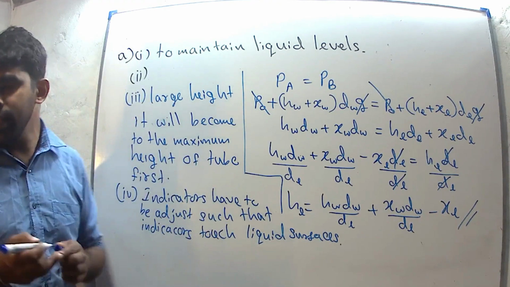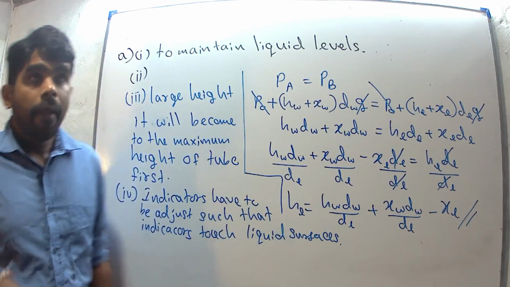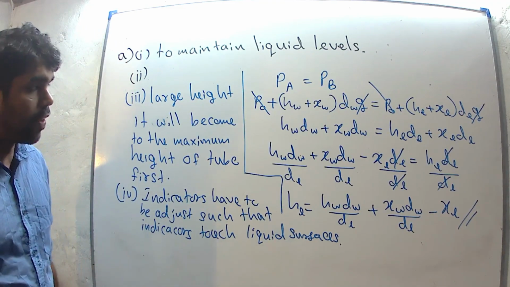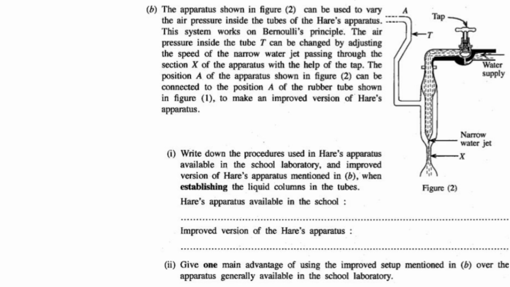Liquid surfaces means water surface and liquid surface in the beakers. Then part B, the apparatus shown in figure 2 can be used to vary the air pressure inside the tube of the hare separator. This system works on Bernoulli's principle.